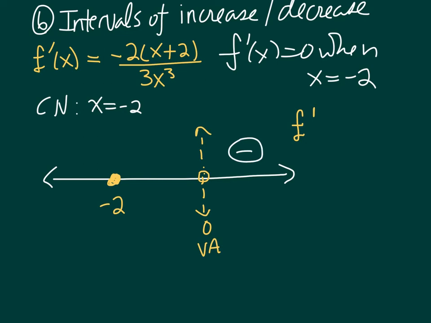And as I move on to my next interval, it's going to be positive. And on the last interval here, the derivative is going to be negative. So on this interval, my function is then decreasing because the derivative is negative. On this interval, my function is increasing because the derivative is positive. And here the derivative is negative, so it's decreasing.